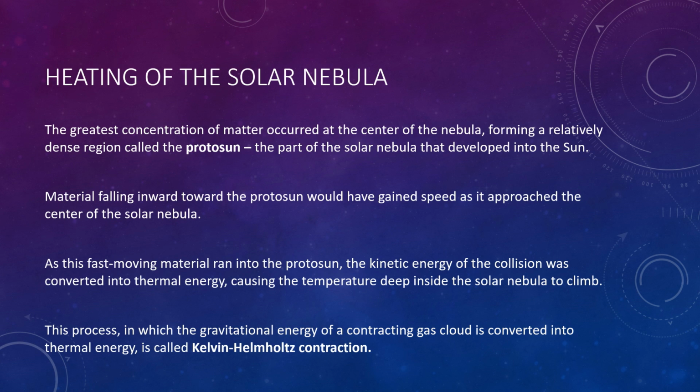When you drop a ball, the gravitational attraction of Earth makes the ball fall faster as it falls. So it's that same idea here. Once it starts collapsing toward the protosun, it starts moving faster and faster. So in the same way, material falling inward toward the protosun would have gained speed as it approached the center. As this fast-moving material ran into the protosun, the energy of the collision was converted into thermal energy, causing temperatures deep inside the solar nebula to rise. This process, in which the gravitational energy of a contracting cloud of gas is converted into thermal energy, is what we call Kelvin-Helmholtz contraction, after the 19th century physicists who first described it.